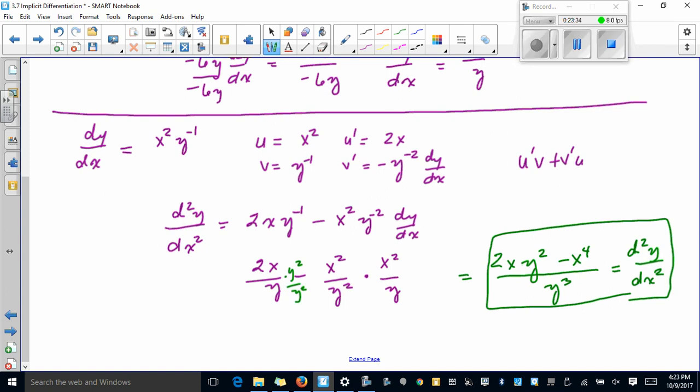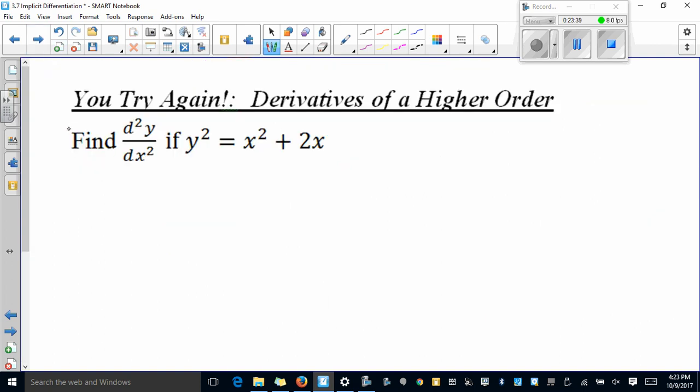Okay, x squared plus 2x. Oh, don't forget this y squared in front. So y squared equals 2y dy dx equals 2x plus 2. Divide both sides by 2y. And we get dy dx equals 2 times x plus 1.